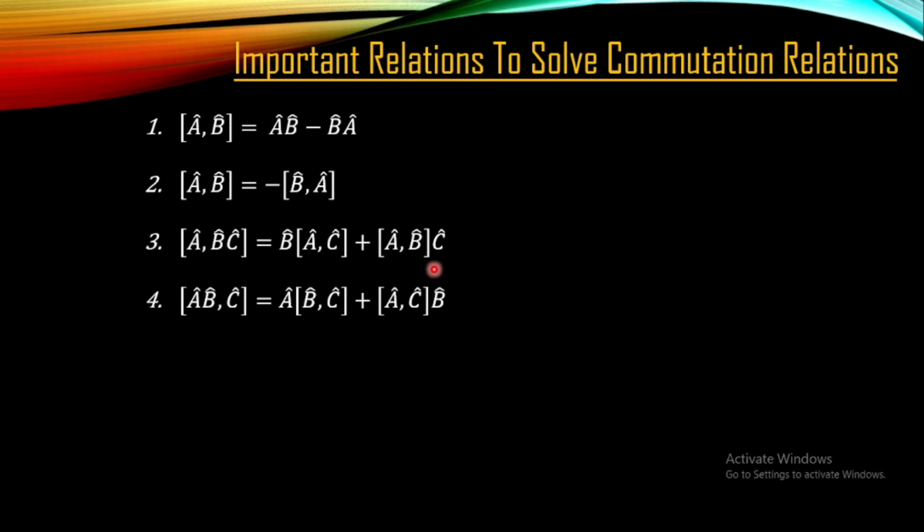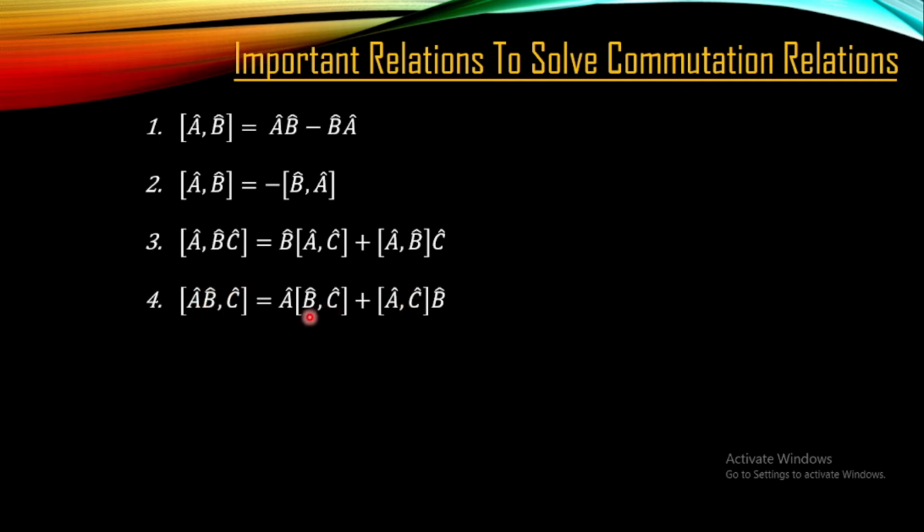Similarly, we are having fourth formula where we are considering inner product of A cap B cap with C cap. Here again the same thing, there will be two terms with a positive sign in between, and within the brackets C is going to remain as it is, and first place one we will be having A cap and another one will be B cap.